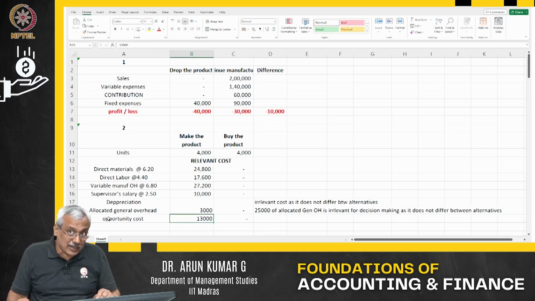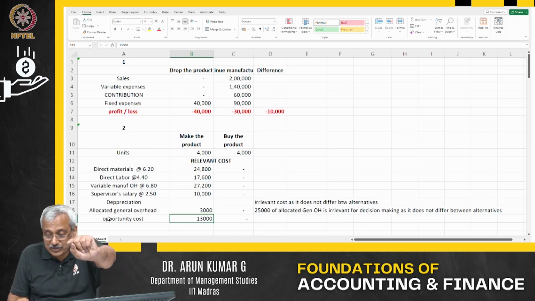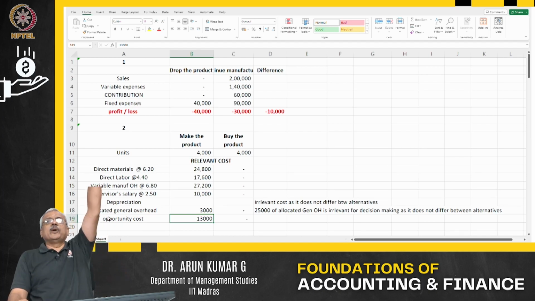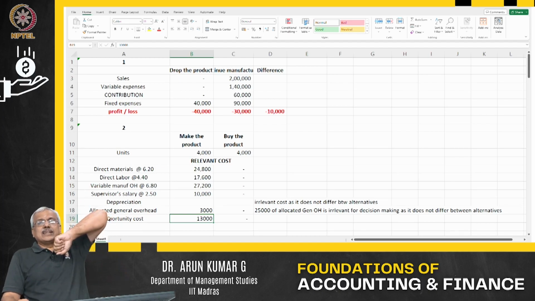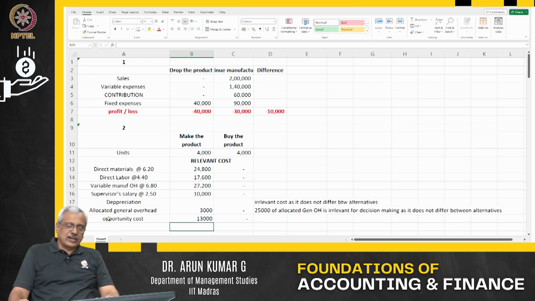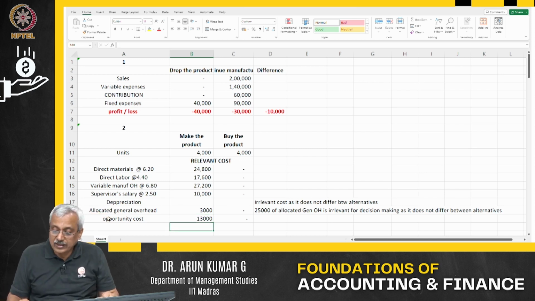Please note, I am not looking at it as a revenue, I am looking at it as an opportunity cost. You can look at it as a revenue also. How will I look at it as a revenue? I will come to that as of now. But let us wait and watch.